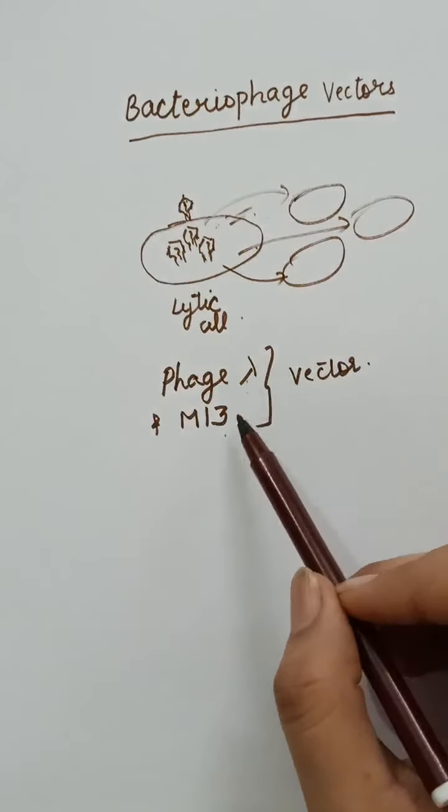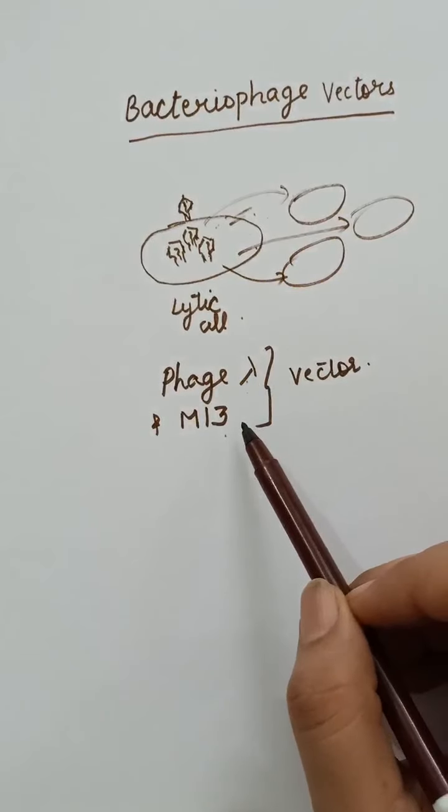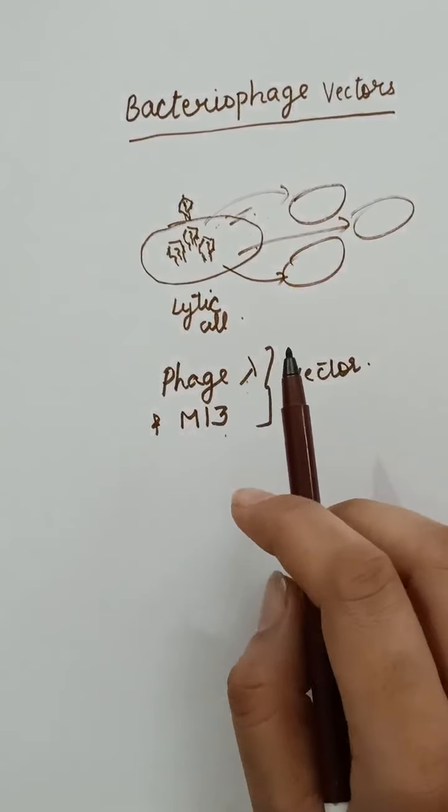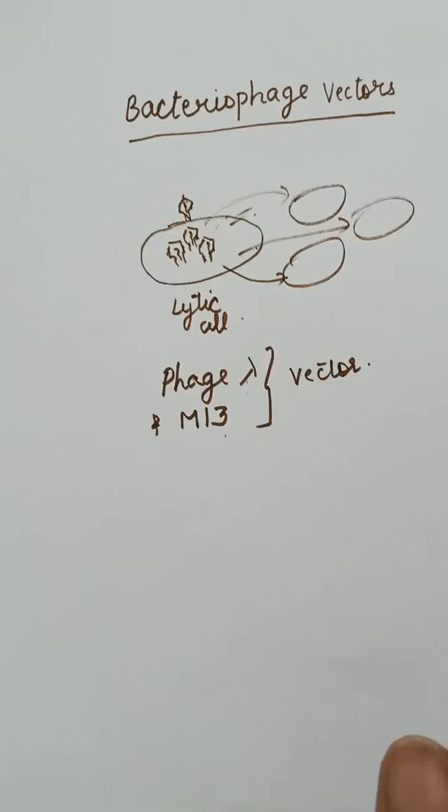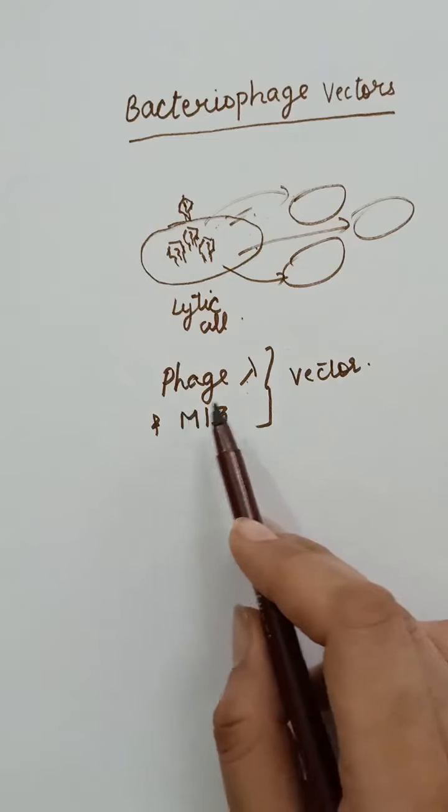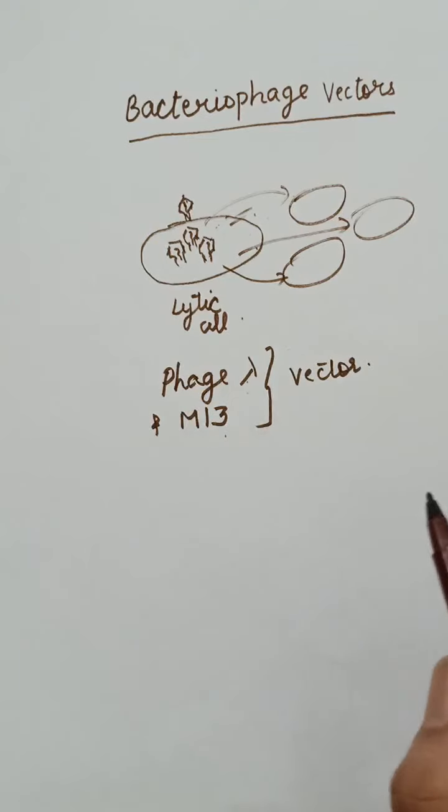We'll study these two viruses in our next session because I think that now, first of all, you have to learn about bacterial plasmids, PBR 322, PUC 19, TI plasmid, shuttle vectors, and then expression vectors. After that, in our next session, we'll discuss about phage lambda and M13 vector.